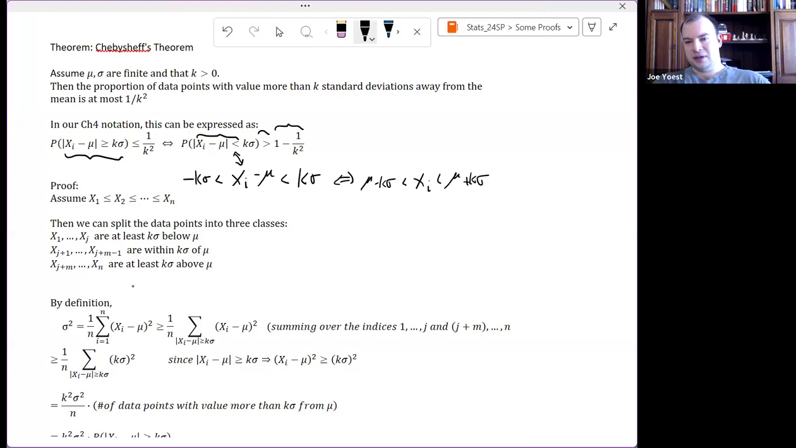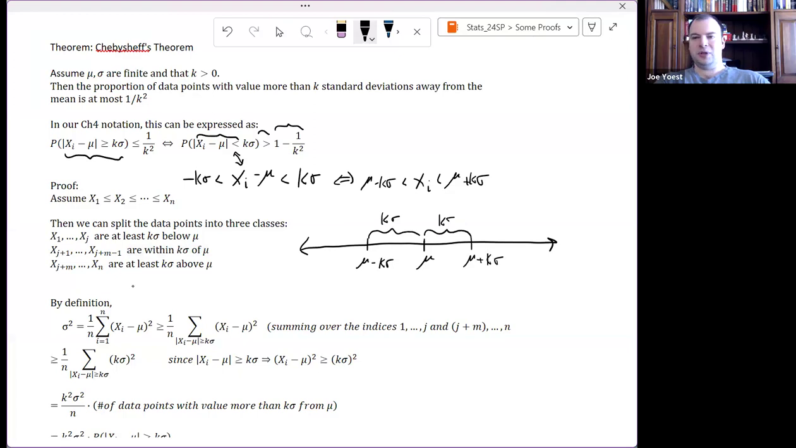So if we think that we have a number line here, we have mu, we have a distance k standard deviations on both sides. So we have mu minus k sigma and mu plus k sigma. What we're saying here graphically is we're splitting this into three regions. One region that is more than k standard deviations below the mean, this region to the left of mu minus k sigma.